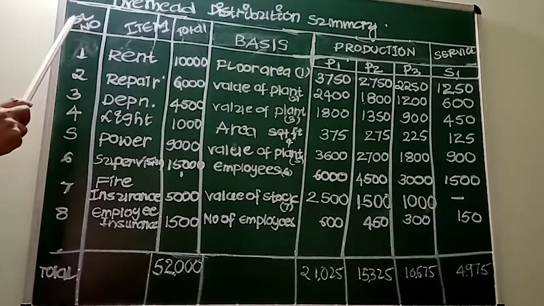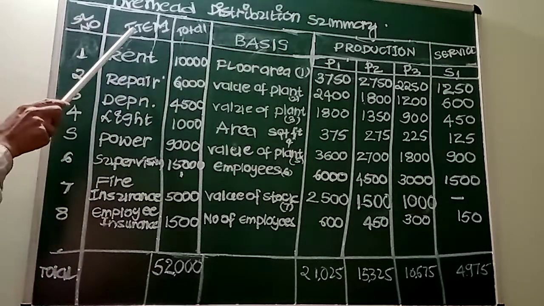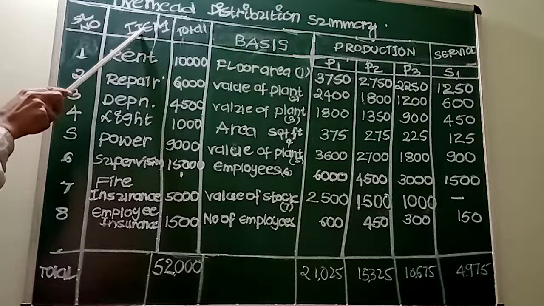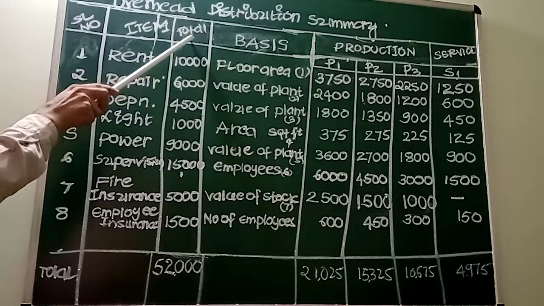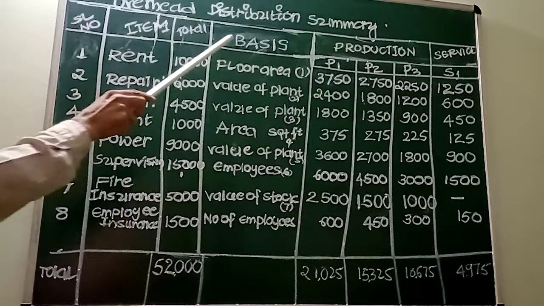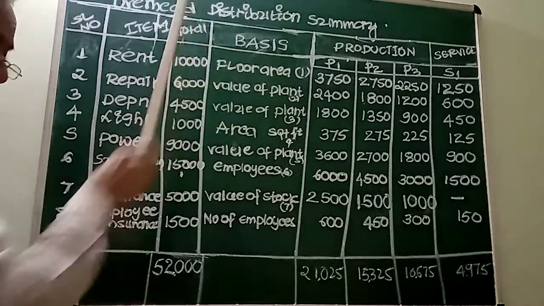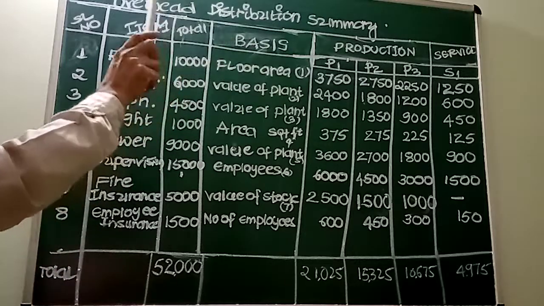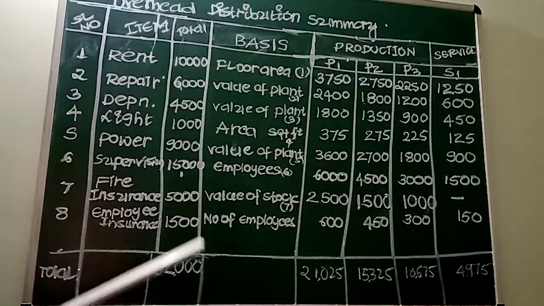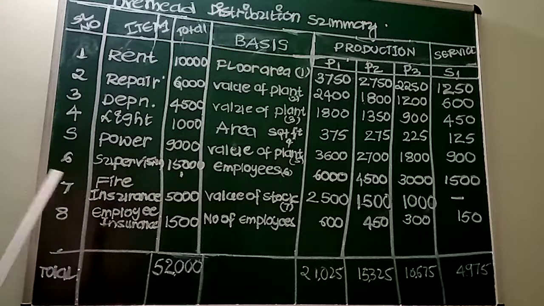This is the serial number column, and this is the item of expenditure which is to be apportioned, and this is the total of overheads, and this is the basis for apportionment. Basis for apportionment means on what basis you have apportioned the overheads for three production departments and one service department. See, let us take items one by one.